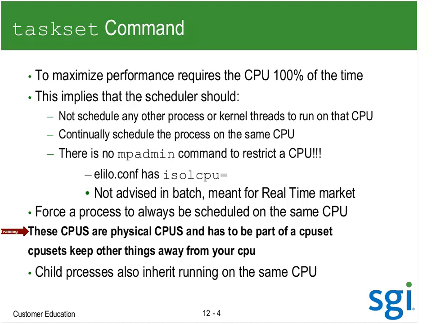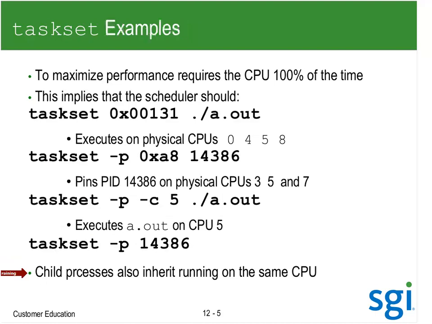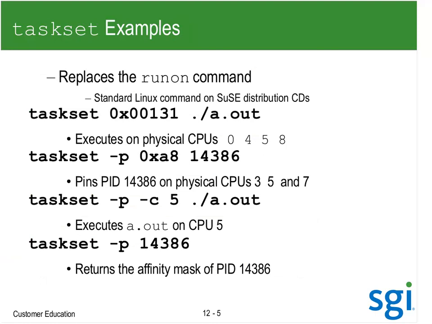Again, CPU sets can keep other things away from your CPU, but everything has to be fenced into a CPU set. Children inherit running on the same CPU, and then the load balancer should come in and undo that. So here's the taskset command. It replaces the old IRIX run-on. It is standard Linux. In the workbook, the notes underneath basically are a hex to binary mapping.